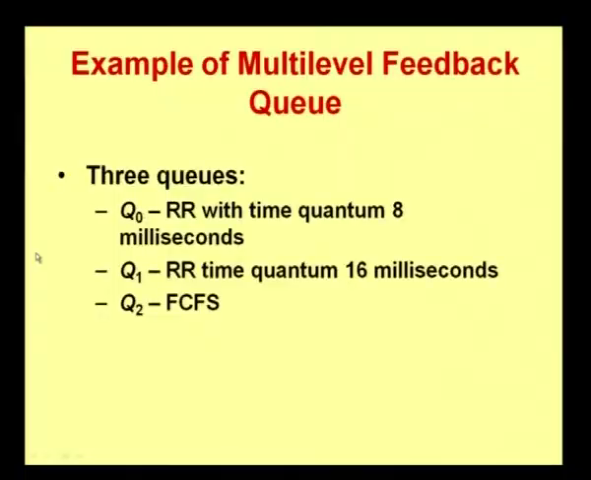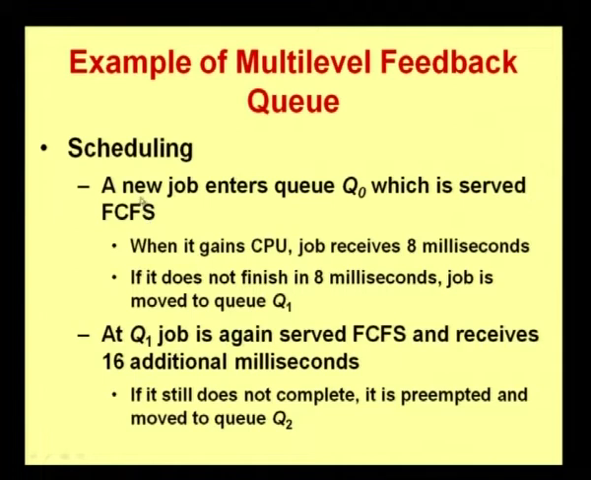Then let us consider an example for a multi-level feedback queue. Let us consider there are 3 different queues. One is Q0, another is Q1, the other is Q2. Q0 uses a round robin approach with a time quantum of 8 milliseconds. Q1 again uses round robin with a time quantum of 16 milliseconds, and Q2 uses FCFS, the first come first served approach. Now a new job enters Q0, which is served with FCFS. When it gains the CPU, the job receives 8 milliseconds.